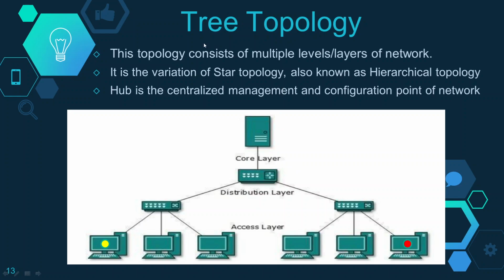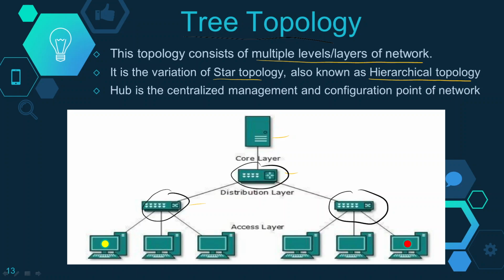Another topology is the tree topology. What is the tree topology? This topology consists of multiple levels or layers of network. It is a variation of the star topology. It is also known as the hierarchical topology. What this means is that we have many layers inside this topology. Again, the hub is the centralized management and configuration point of the network. As in the star topology, here we also have a centralized hub for the management of the whole network.